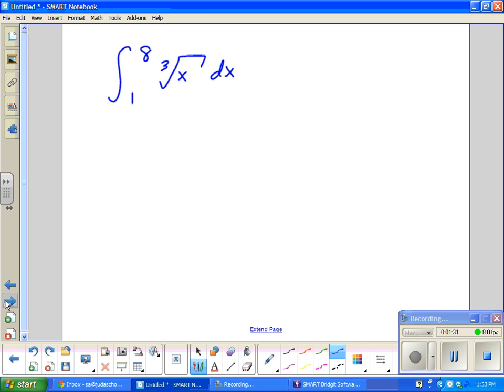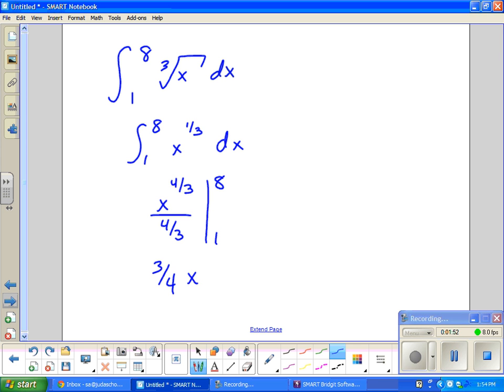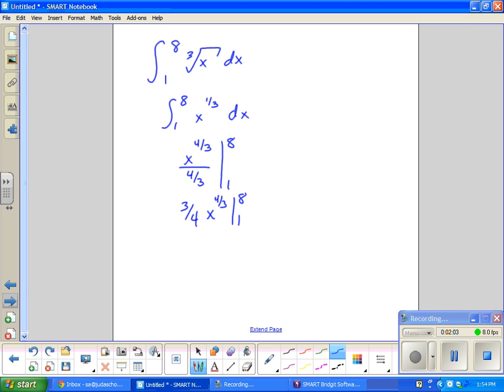Integral from 1 to 8 of the cube root of x. First of all, I'll make it fractional. Add 1. I always go through these steps. And again, this is a non-calculator problem. I can kind of tell because 8 to the 1/3 is 2, and 1 to the 1/3 is 1. So we'll do this, and I'll pull the 3/4 out, put parentheses, and I'll subtract the difference, and I have 8 to the 4/3 minus 1 to the 4/3.